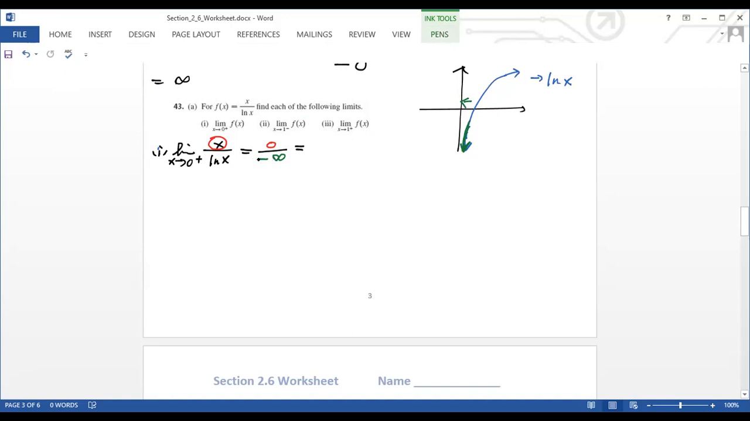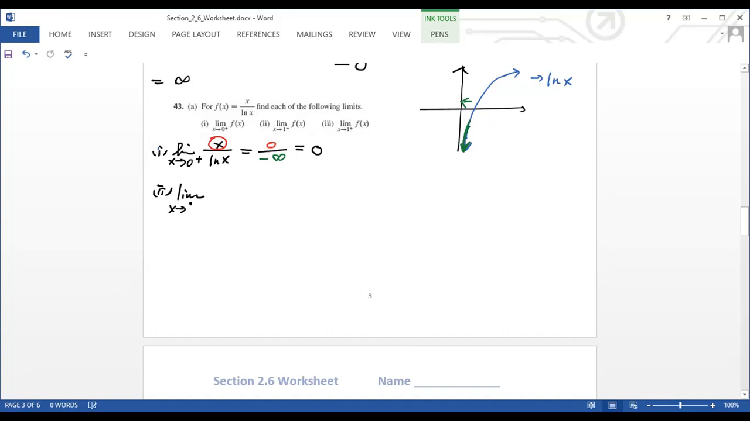The 1 over infinity is going to approach 0 very fast. So what is the whole thing? The whole thing is going to approach what? It approaches 0, right? So this is one that is very important. It tests your concept of how well you know the log function.